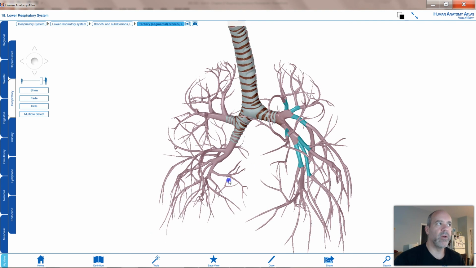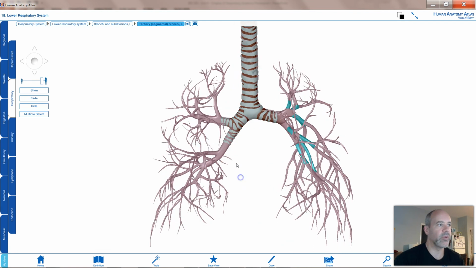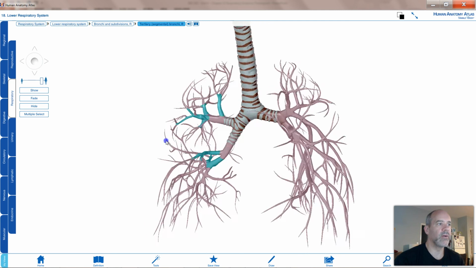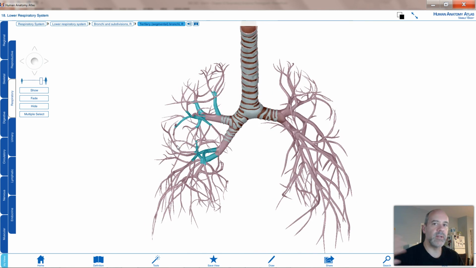Highlighted in blue there, those are called the tertiary bronchi. Tertiary is third level, so they're even smaller. Of course, we have them over here as well. And so those are carrying air. Those are pretty wide air passages that are carrying air into even more distinct locations within each lung.